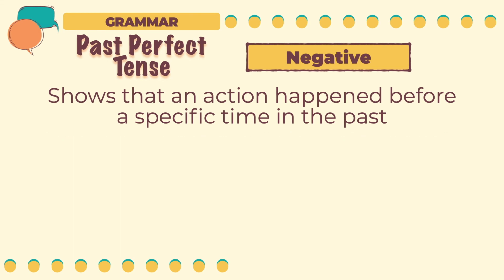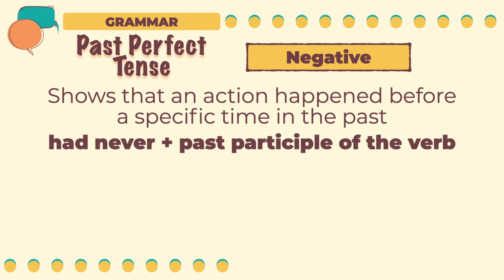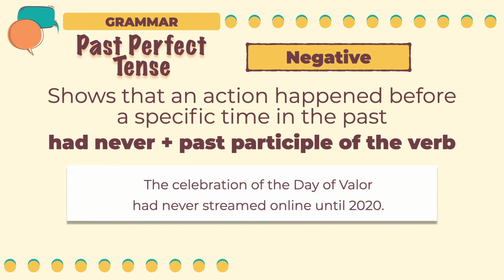Another formula for past perfect negative is had never plus past participle of the verb. For example, the celebration of the Day of Valor had never streamed online until 2020. The verb in this sentence is had never streamed online. This shows that this action did not happen before 2020.